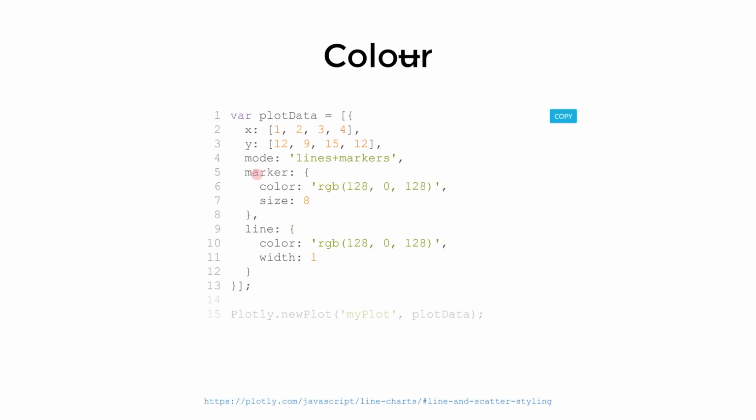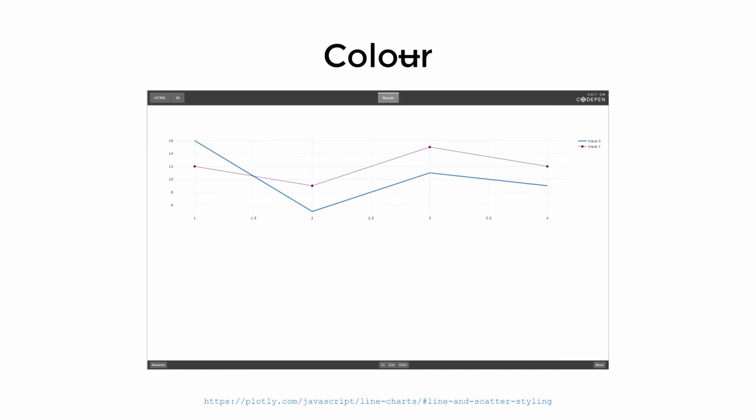In addition to the marker object, we also have the line object as a property of our plot data. Just like the marker, we can change the color of our line. In this case, we have them being the same color, but you can change them to be whatever you like. You could have differing colors for your markers and your lines. This is an example of what that looks like once we have included the color properties under either the marker or the line properties of our data object.